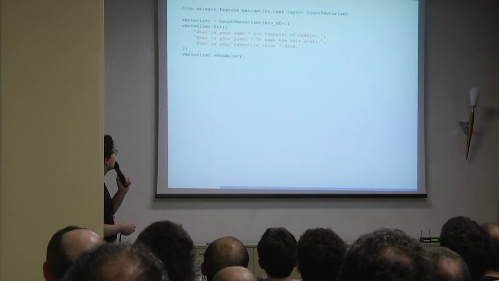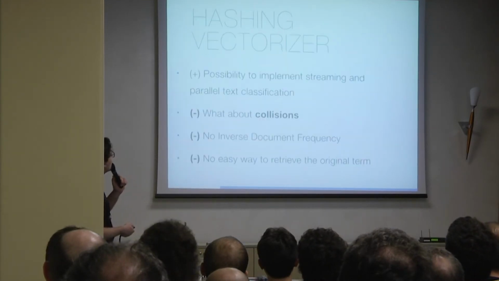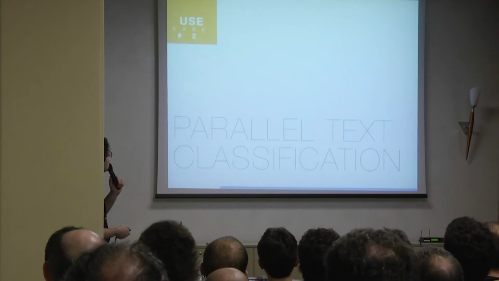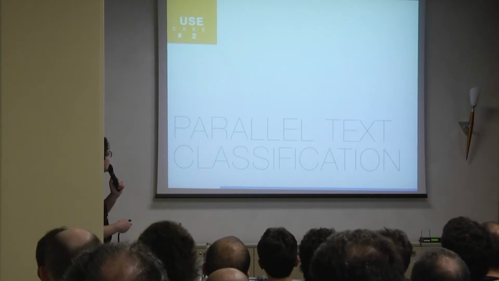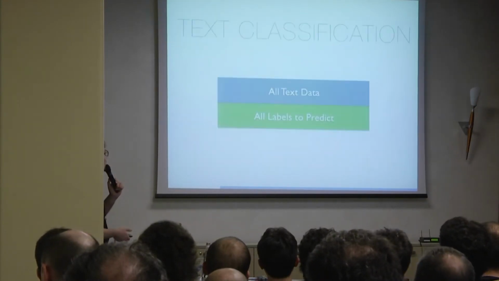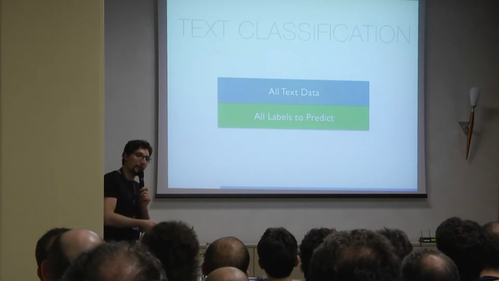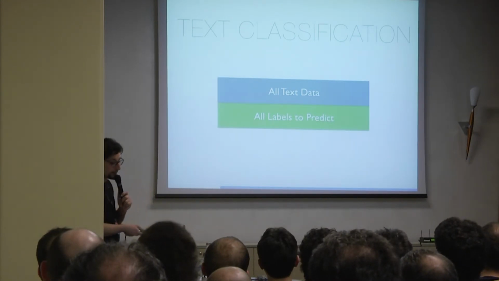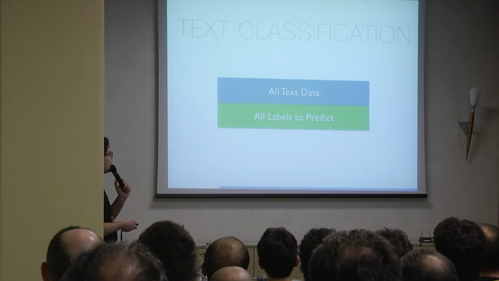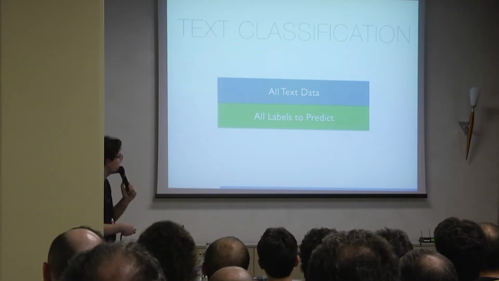I would like to point out another problem here. Okay, the second use case is parallel text classification. This is a case of inter-process communication.